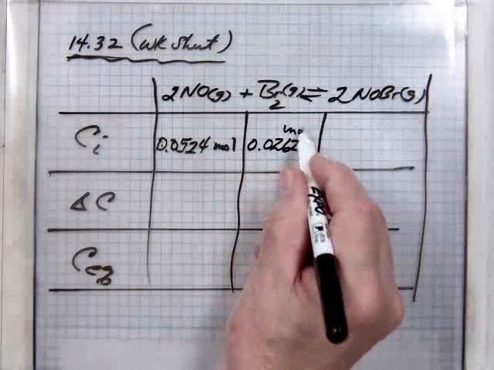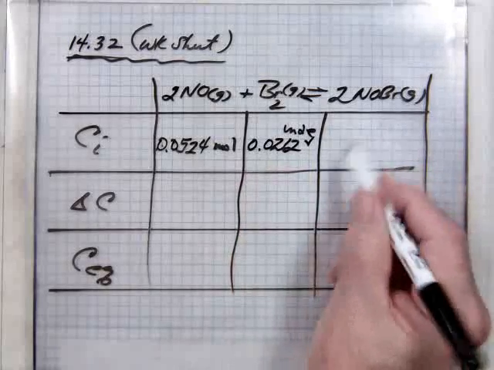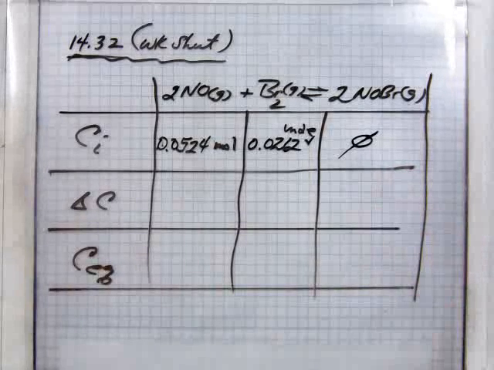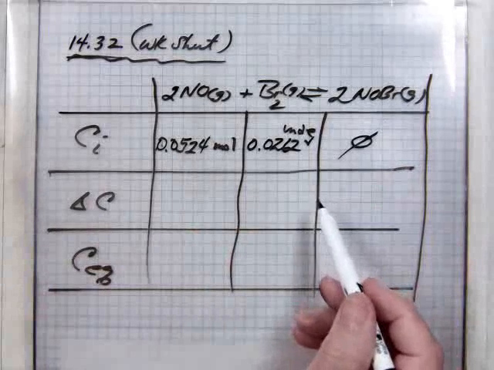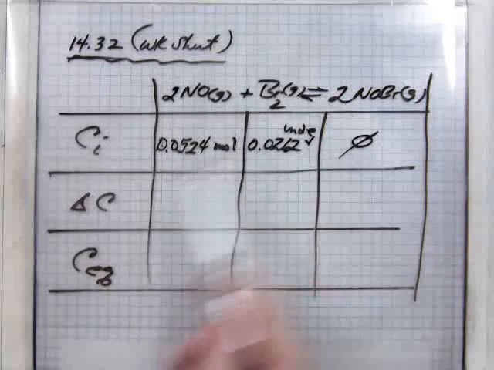What's this one be? 0. That's exactly right. He hadn't started the reaction, so the first row is considered to still be in the starting stage. So we need to go through changes. Now, what are the X things that we will put in here?